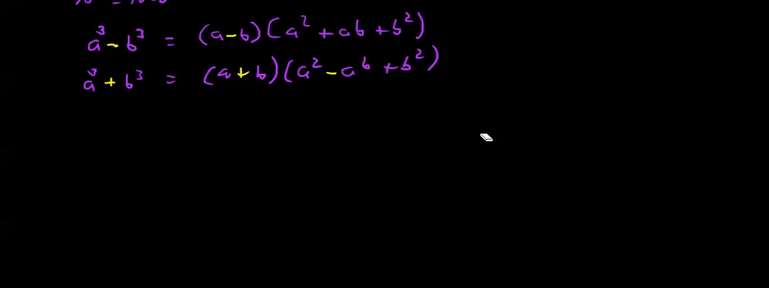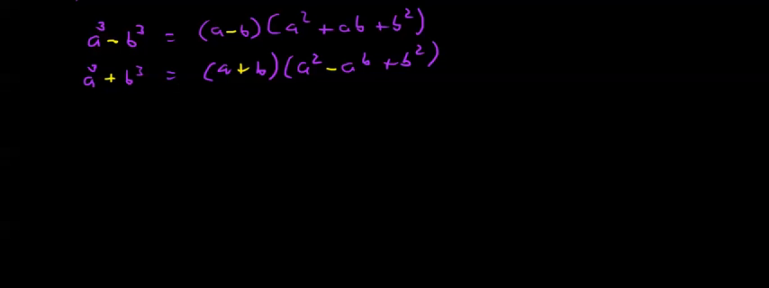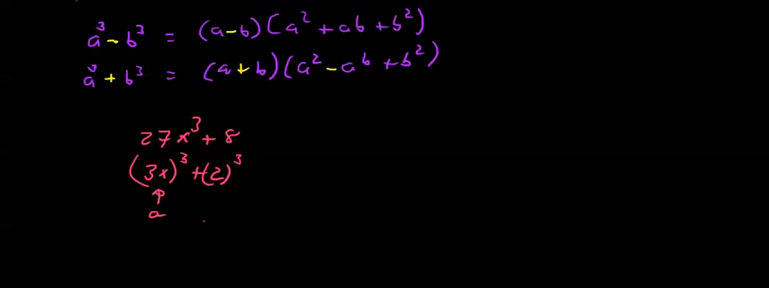So let's look at a couple of simple examples. First of all, our previous example that I gave you, 27x cubed plus 8, which is 3x raised to the third power plus 2 to the third power. Anywhere there's an a, I put 3x. Anywhere there's a b, I put 2.